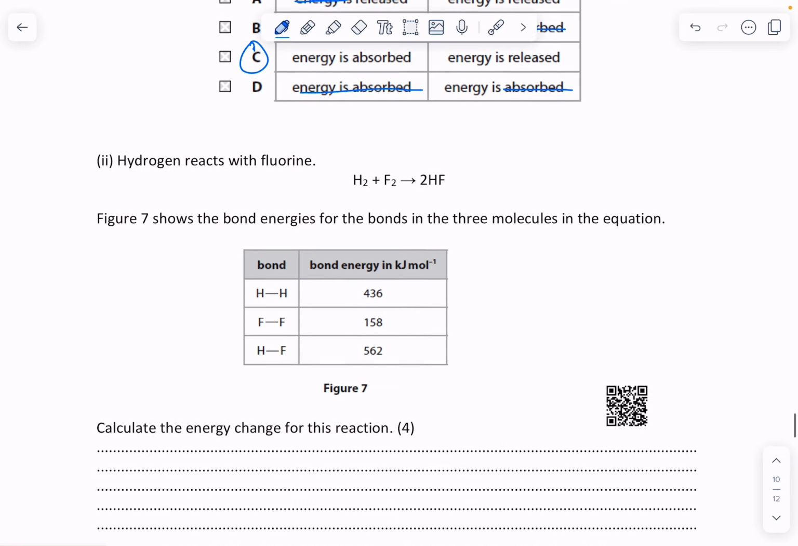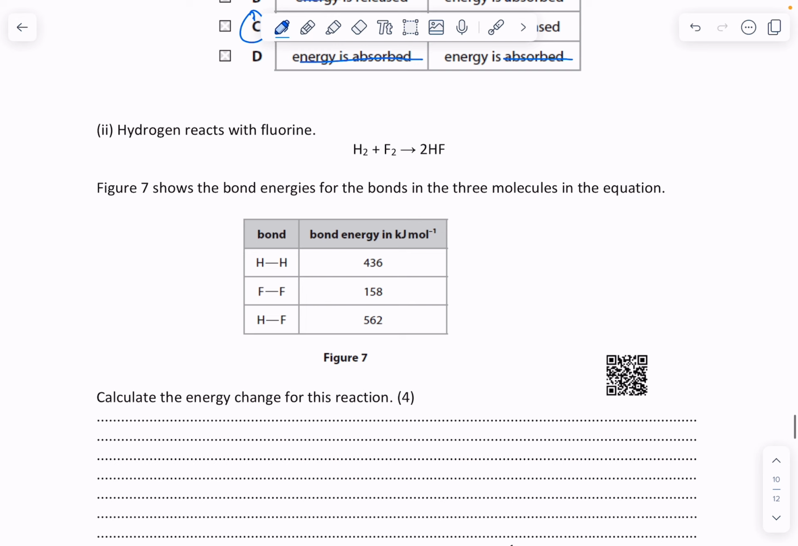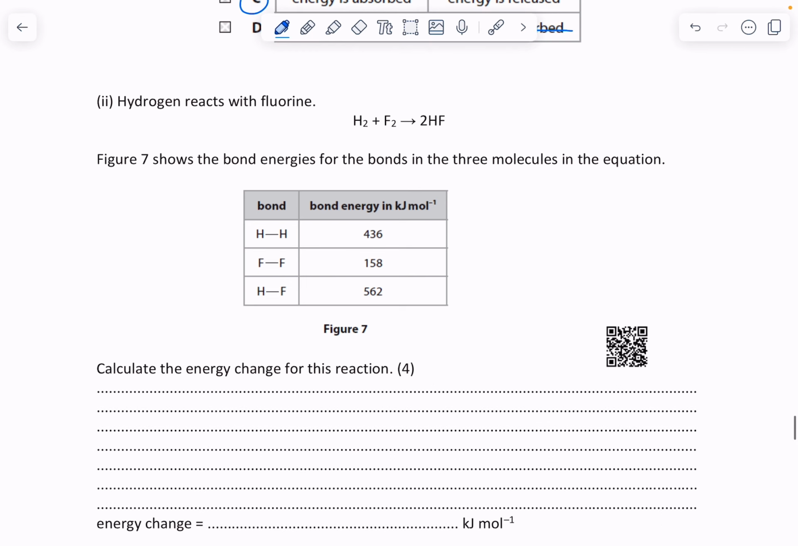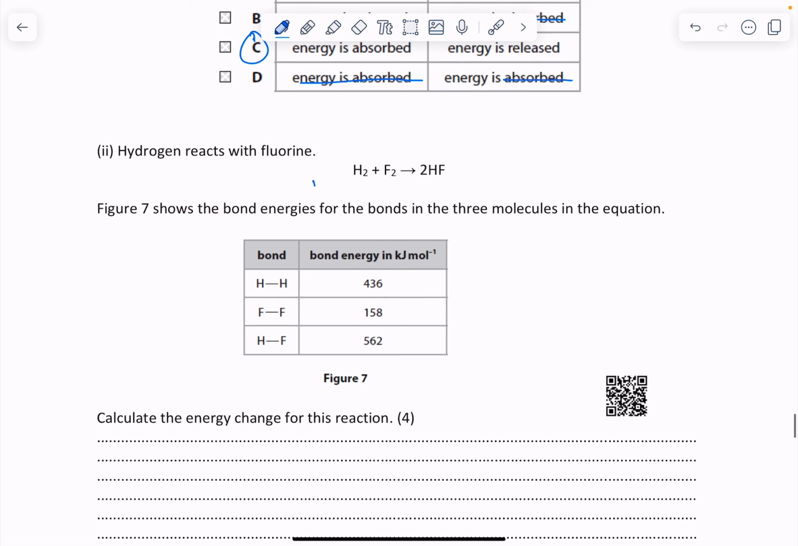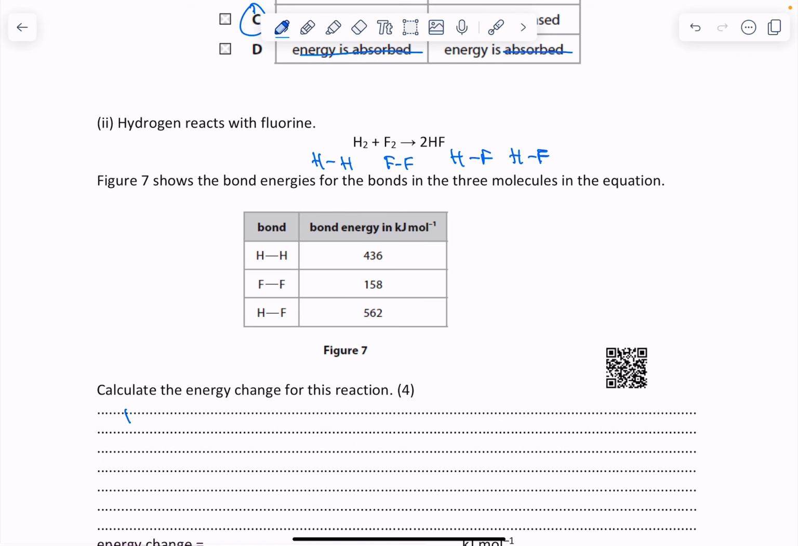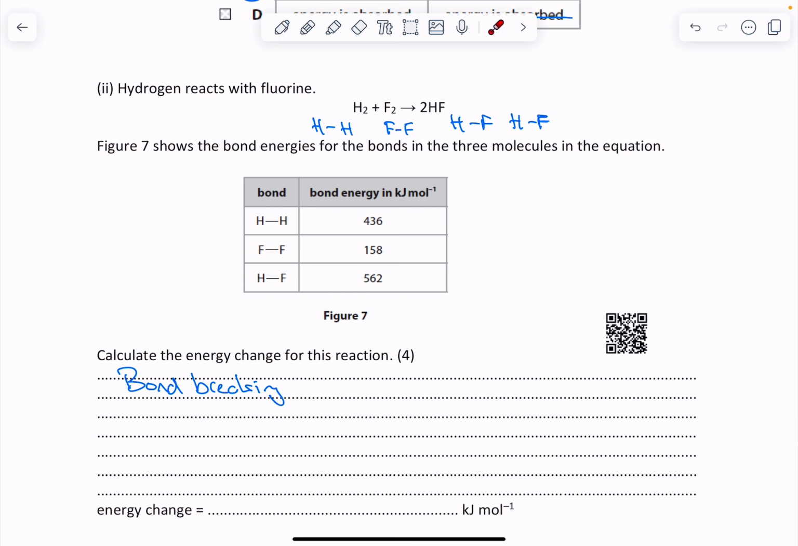We then have an example of a reaction taking place, and it wants us to calculate the energy change for this reaction. What I like to do is just draw these out. I've got hydrogen, I've got fluorine, and then on this side I've got hydrogen fluoride, but there's two moles of it. My first job is to work out bond breaking. To break the bonds, I've got to break a hydrogen-hydrogen bond and a bond between two fluorine atoms. So I've got one lot of hydrogen-hydrogen.